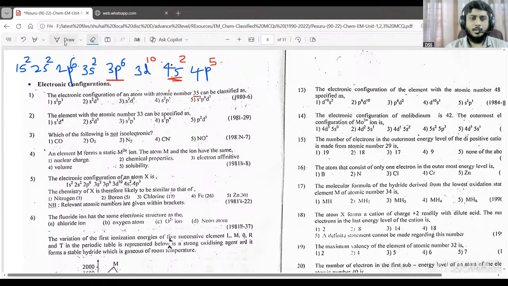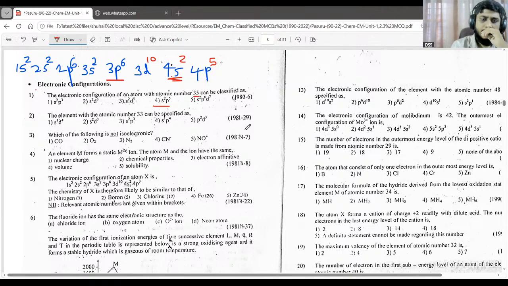Now which one corresponds for this? s2p5. So s2p5 means it is the fourth one. So that's how we have to select this answer.